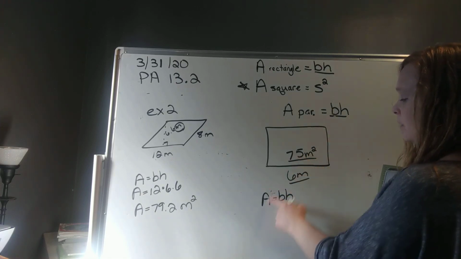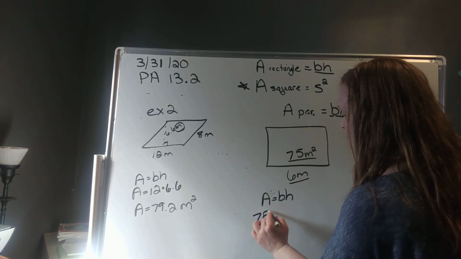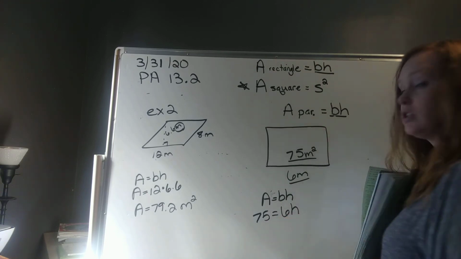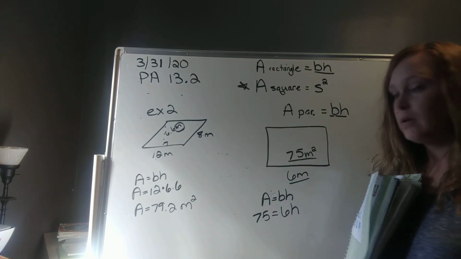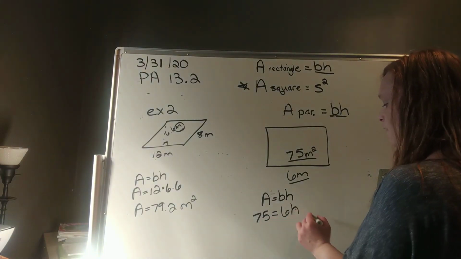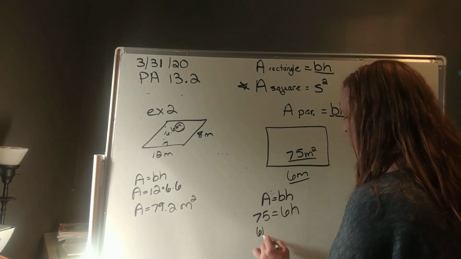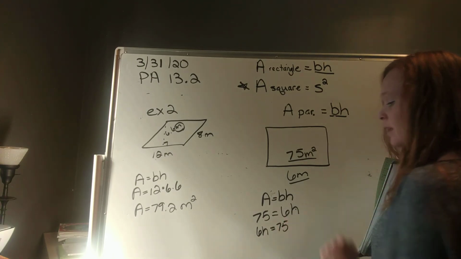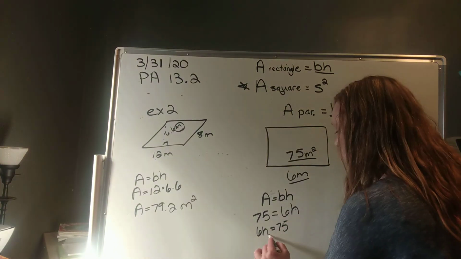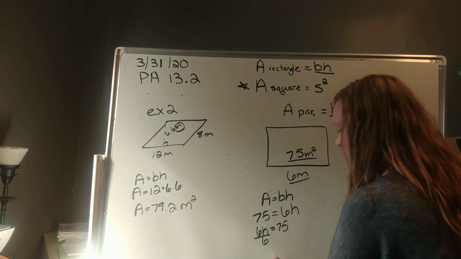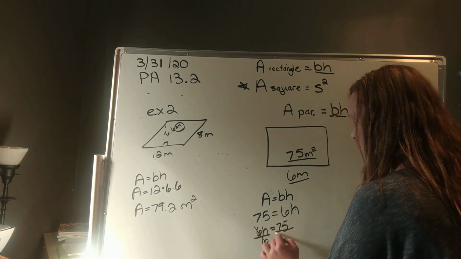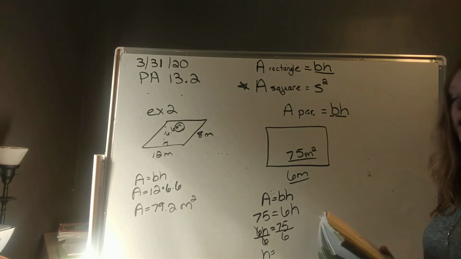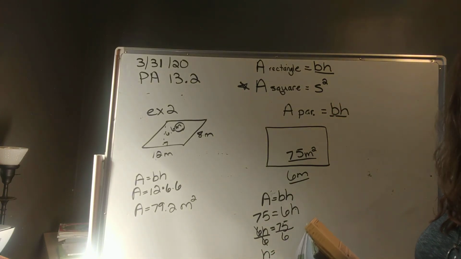Well, what is the area? I can plug that in. 75 equals 6h. Do you agree with that? Okay. Well, now I need to solve for h. And I know you guys like to switch our equation and put it on the left side. We can do that first. How do I get rid of the h? Well, it's a multiplication, so I'm going to do the opposite. And I'm going to divide both sides by 6. So h equals, go ahead and pop that into your calculator.